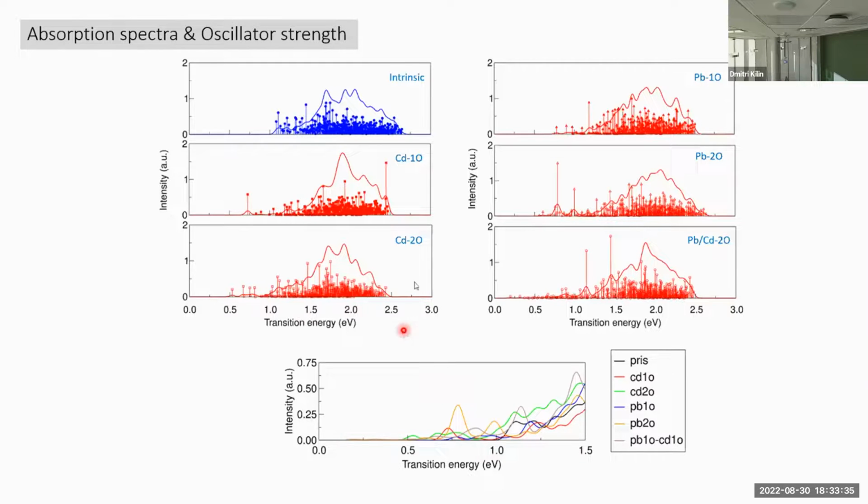Here we can see the absorption spectrum and oscillator strength for the intrinsic case, and for the cadmium with 1O, cadmium with 2O, and lead with 1O and lead with 2O. Here we can see the high states for the cadmium 2O at this energy level. What's the origin of these transitions? Sorry, say again. These redshifted transitions, let's say for cadmium 1O, you were showing that HOMO was sitting on a molecule, and LUMO probably was also sitting on a molecule. So does it mean that these redshifted transitions are just coming from the molecule? Yes, I think so.